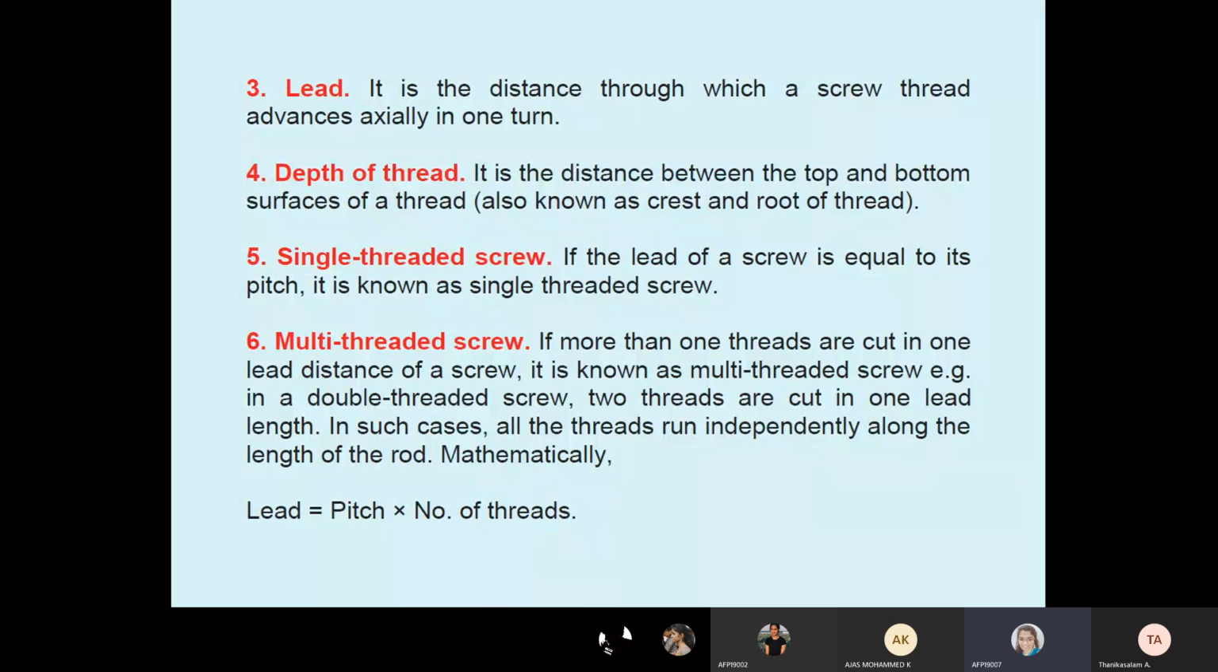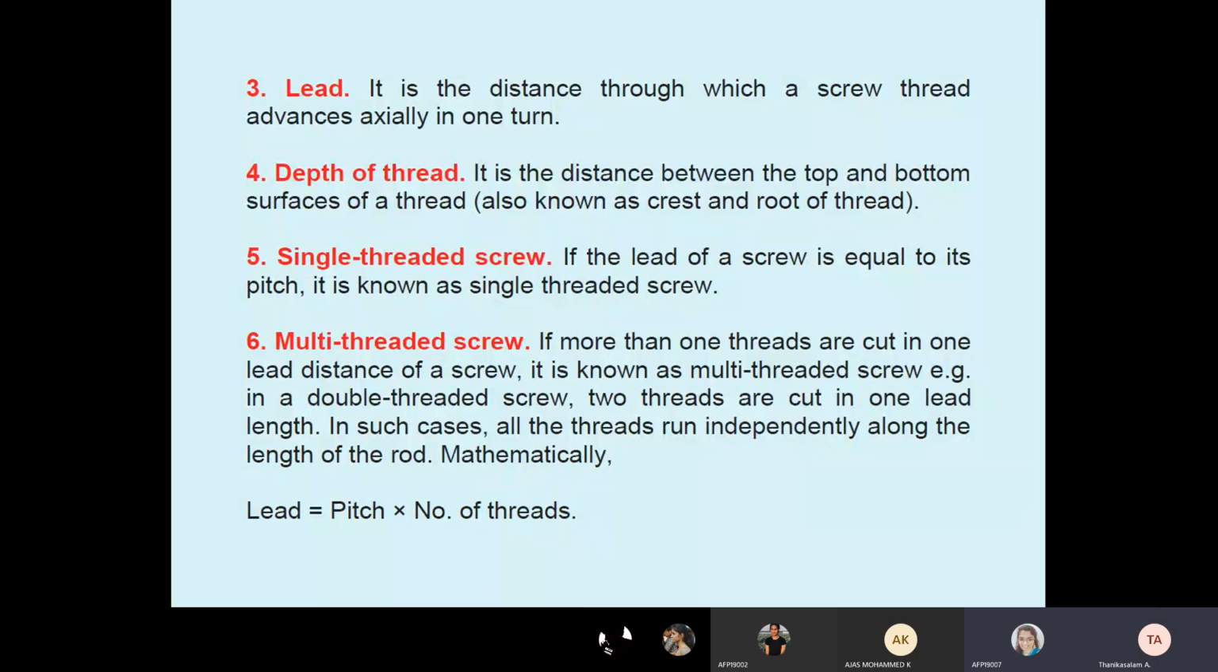Multi-threaded screw: if more than one thread is cut in one lead distance of a screw, it is known as a multi-threaded screw. For example, in a double-threaded screw, two threads are cut in one lead length. In such cases, all the threads run independently along the length of the rod. Mathematically, lead is equal to pitch into number of threads.